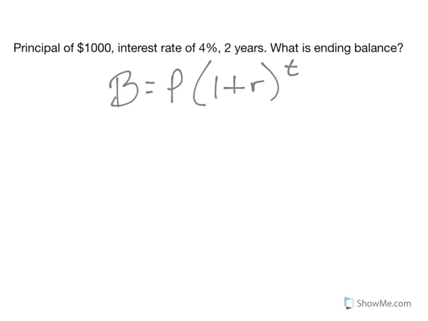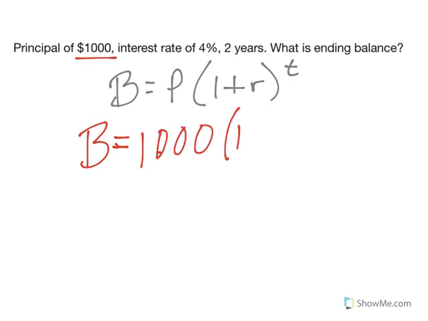But using this formula, we are trying to find the ending balance, which is B. We know our principal is what we started with, which is $1,000. Our rate is 4%, so that's 0.04. The time is 2. So here's our formula, and depending on your calculator, some of your calculators will allow you to type it in just like you see it, and that's fine. Others of your calculators maybe require a little bit more finesse. So just remember your order of operations.